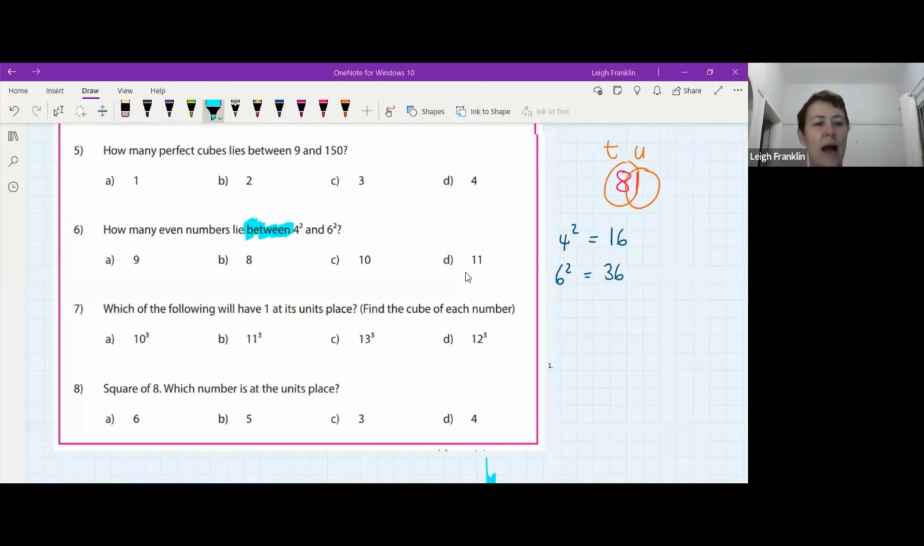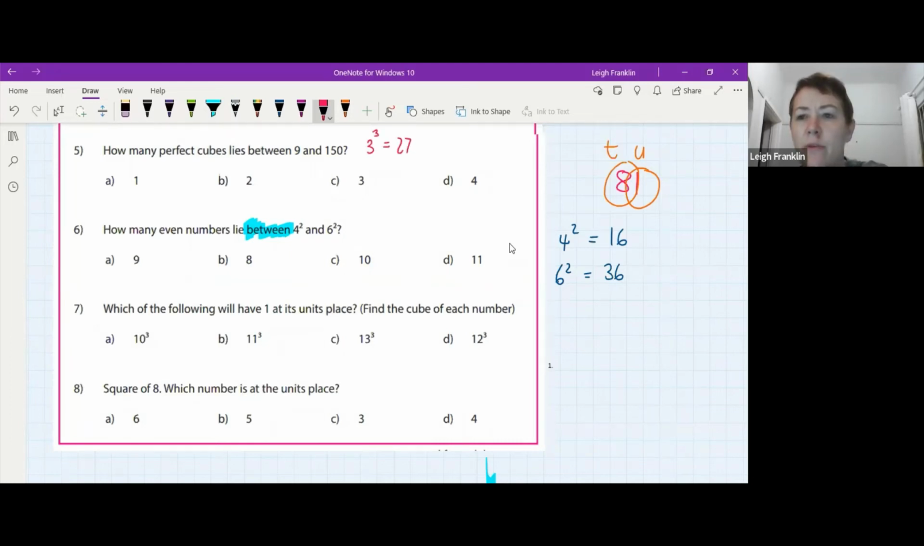Okay, Maria, how many perfect cubes lie between 9 and 150? 3. 3 perfect cubes. Okay, what are they, Maria? What are the numbers? Do you know? Okay, so there's 3 cubed, which is 27.